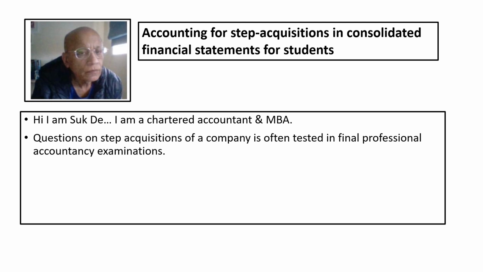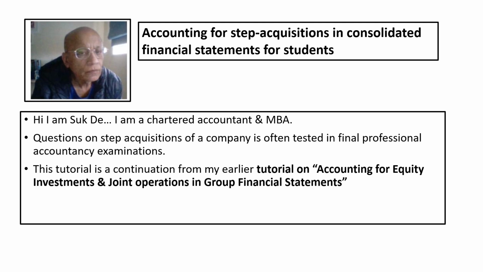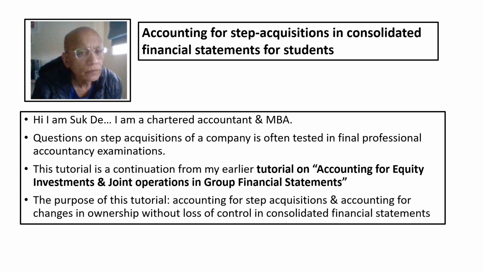Questions on step acquisitions of a company are often tested in final professional accountancy examinations. This tutorial is a continuation from my earlier tutorial on accounting for equity investments and joint operations in group financial statements. The purpose of this tutorial is to explain the accounting for step acquisitions as well as accounting for changes in ownership without loss of control in a target company.